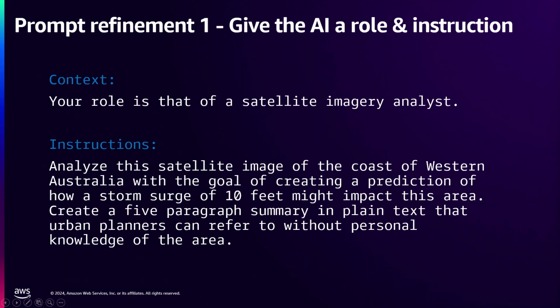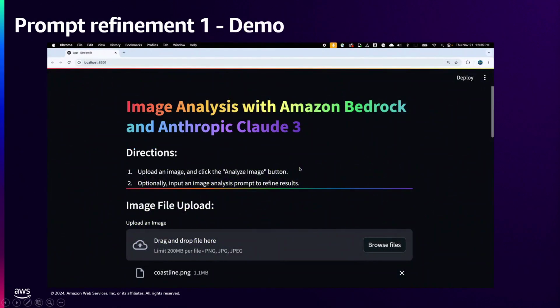We want you to predict what might happen if there's a 10-foot storm surge in this area. We want it to limit itself to just 5 paragraphs of text. And, with a use case of urban planning, somebody that's never been to this area before, what can they find out about that from this satellite image? So let's see how this works.